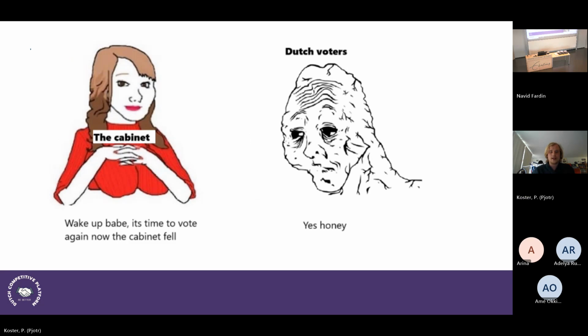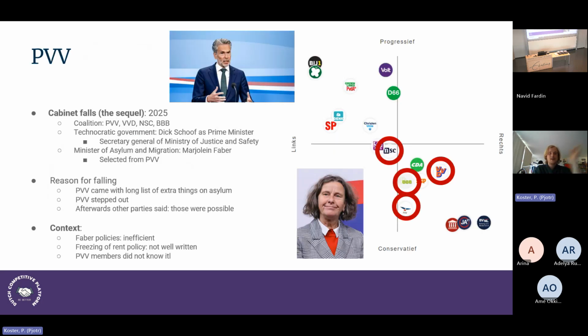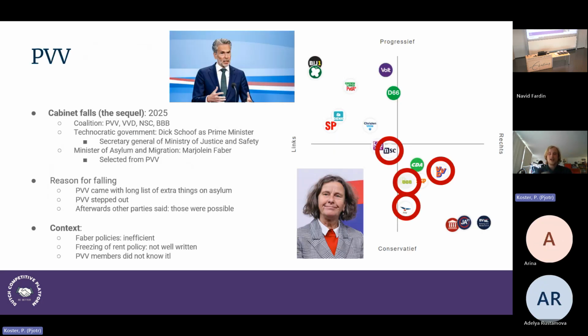Now, again, the thing happened. It's time again to explain how the cabinet fell, and we need to vote again. So I'm going to explain how this happened this time. So we now have the sequel. We had the one in 2023, which was because Rutte thought it would be good to get more votes because of immigration. We had the prequel because we had basically bad policy by the cabinet and there wasn't accountability. And now basically the PVV is trying to do the same thing as Rutte tried to do.